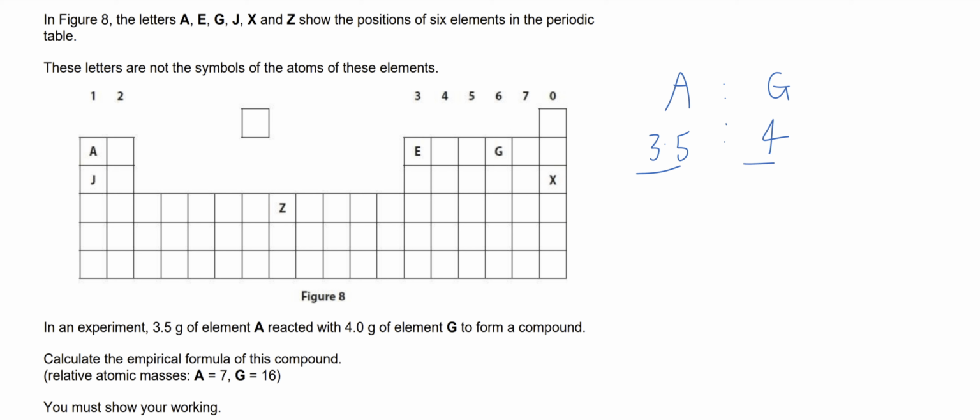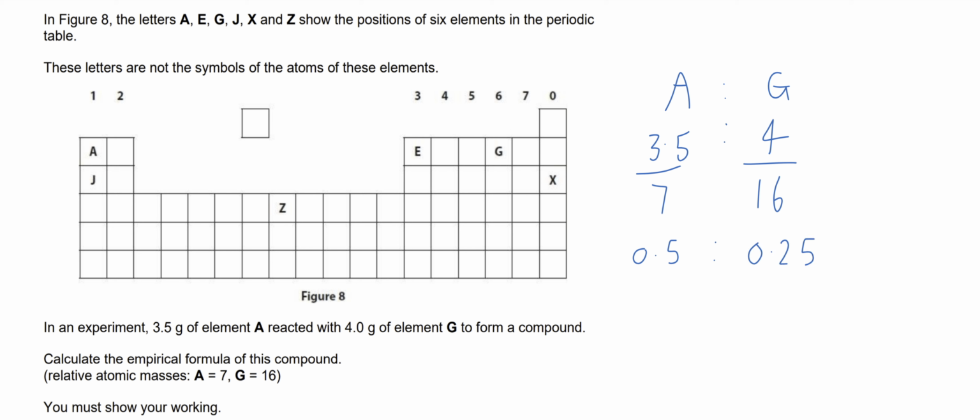And then again, you just divide by the relative atomic mass of each element. So A has a relative atomic mass of 7. G has a relative atomic mass of 16. So 3.5 over 7, 4 over 16. And then get out the calculator again. 3.5 over 7 is 0.5. 4 divided by 16, it's a quarter, so it's 0.25.